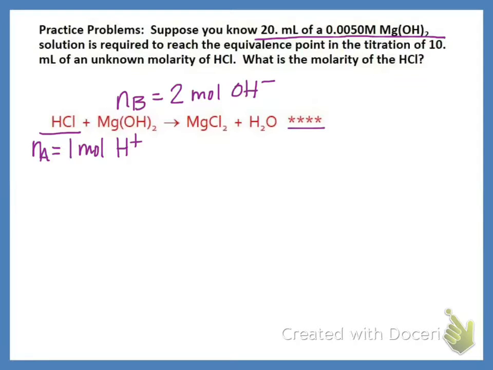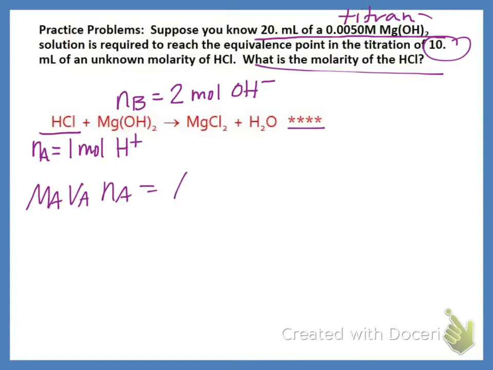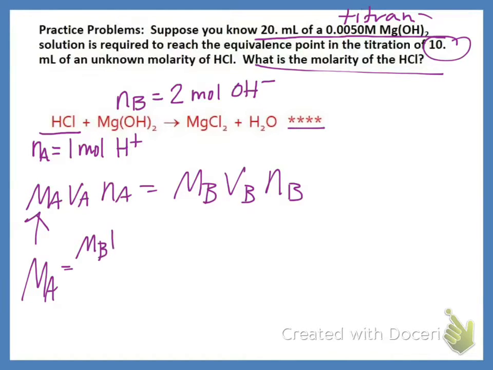hydroxide. So we have 20 mils of base, and we know the molarity, so that's actually our titrant. And then HCl is our unknown, and we know that we use 10 milliliters of it. So we're going to be solving for molarity of the acid. So we're going to take that formula, and we're going to rearrange to solve for molarity of acid. Okay? Now we just plug everything in.